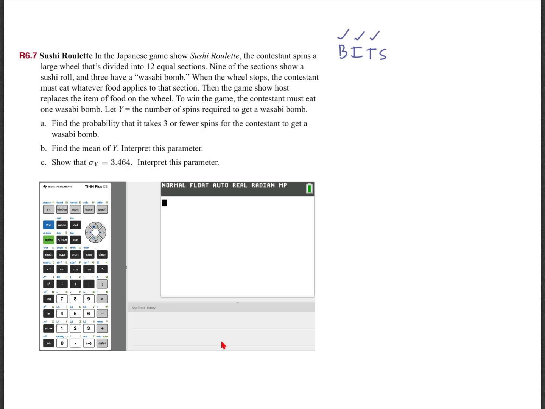passes the T. And then kind of for the same reason that it passes I, it's the same probability every time of it landing on a wasabi bomb, which is really 3 out of 12 or 1/4. So, okay, they say find the probability that it takes 3 or fewer spins for the contestant to get a wasabi bomb. So for A, the probability that Y is less than or equal to 3.